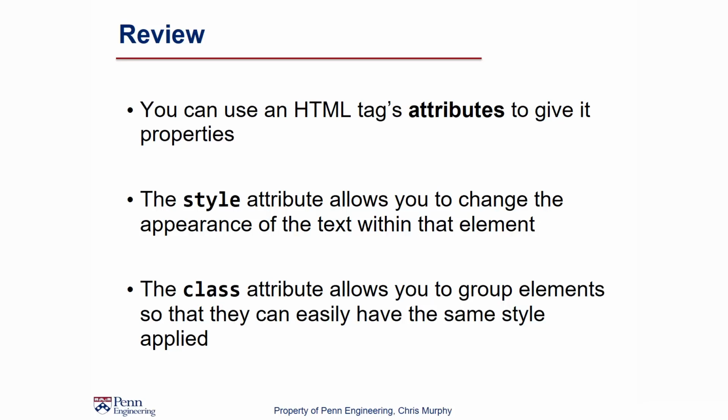In the previous lesson, we saw how we can affect the appearance of the HTML elements using attributes. One of the attributes is style. Style lets us specifically say we want to use this particular font size, color, background color, etc. We can also use the class attribute. The class attribute lets us put elements into a class and then apply styling to all the elements in that class.